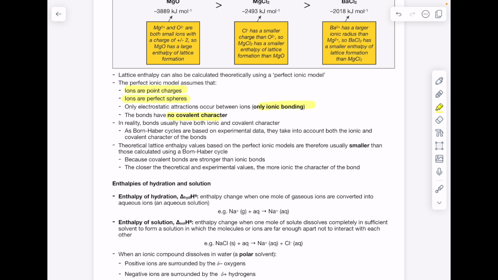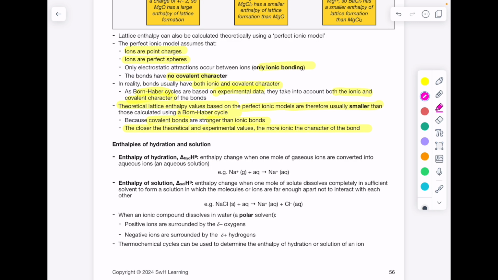However, in reality, bonds usually have both ionic and covalent character. And actually, the Born-Haber cycles, because they're based on experimental data, are more accurate because they take into account the fact that both ionic and covalent character exists within the bonds. Whereas the theoretical lattice enthalpy values are based on the perfect ionic models, and that explains why these values are often smaller than those calculated using a Born-Haber cycle. To explain this further, it's because the covalent bonds are stronger than the ionic bonds, and therefore we can make the following conclusion, which is that the closer the theoretical and experimental values, the more ionic the character of the bond.